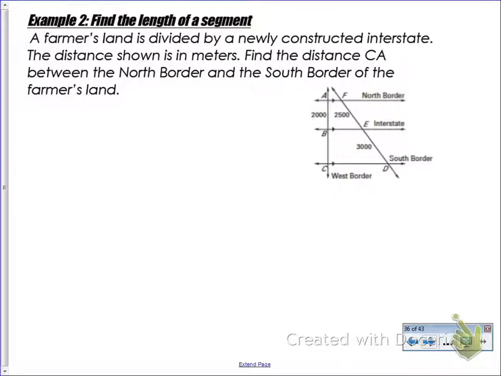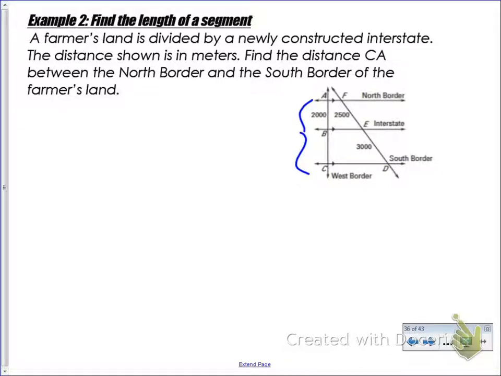All right, so again, this is an application. Example number 2 is just going to use that theorem that we just talked about. In this case, we've got a farmer's land divided by a newly constructed interstate. And the distance shown is in meters. Find the distance CA between the north border and the south border. So what I'm looking for, my final answer, is going to be from here all the way to there.